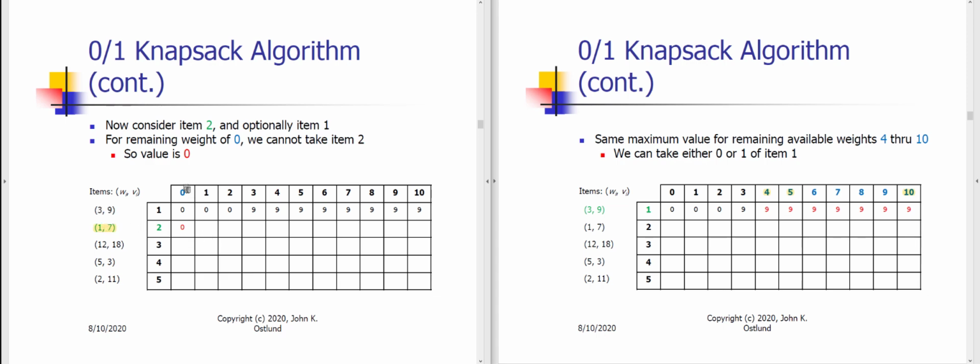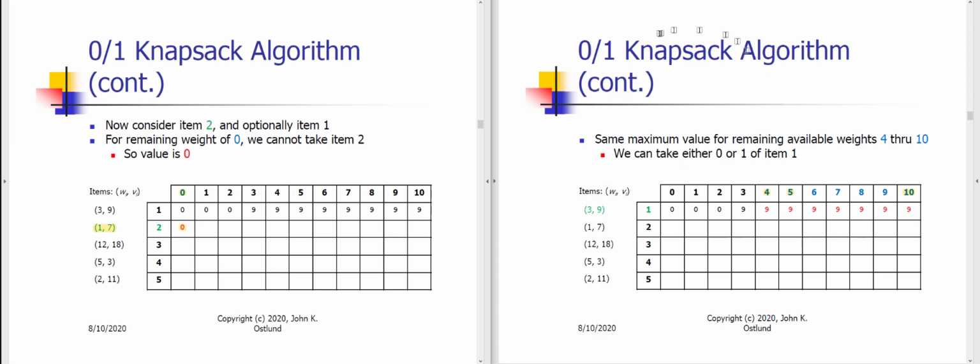So if there is 0 remaining available space in our knapsack, as we saw with item 1, we're also not going to be able to have any positive value from considering item 2 either. Okay, so the value that we can get if our knapsack has no available space is 0 for item 2 as well.